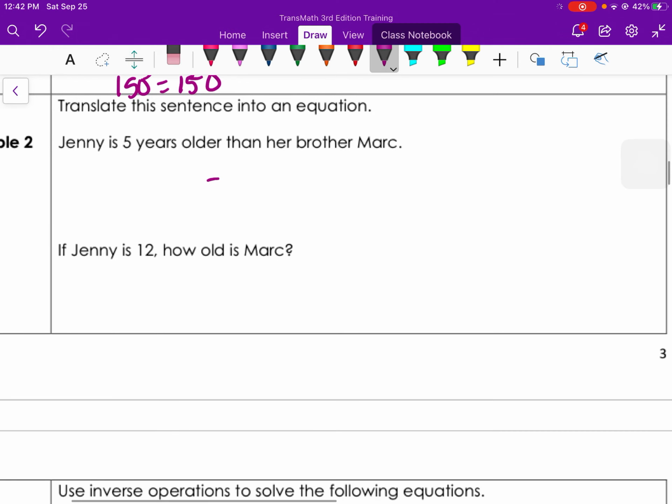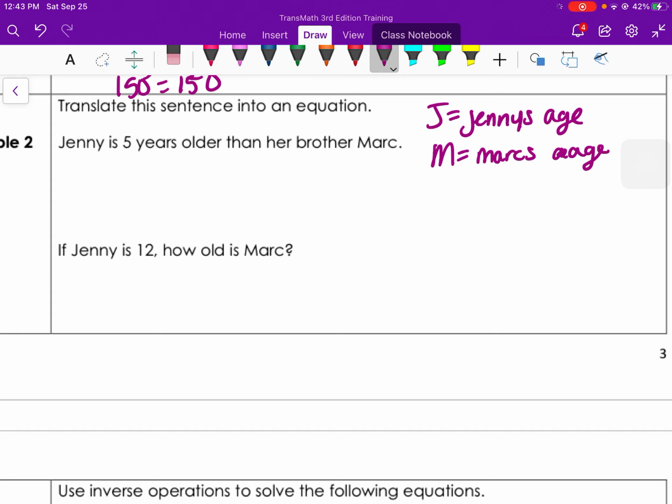Translate this sentence into an equation. Jenny is 5 years older than her brother Mark. Okay, so if Jenny is 5 years older than her brother Mark, then if I use J for Jenny's age, and I use M for Mark's age, then Jenny is Mark's age plus 5 years because Jenny is older than Mark. Or you could say that Mark is 5 years younger than Jenny.